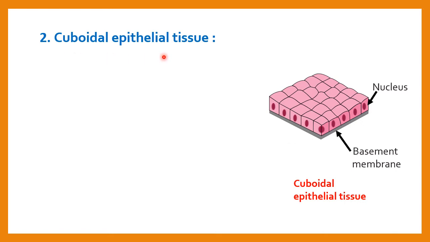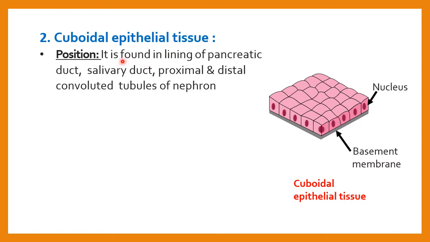Cuboidal epithelial tissue. You will get this tissue in the lining of pancreatic duct, salivary duct, proximal and distal convoluted tubules of the nephron. You will come to know about them in excretory system. The nephron is the structure which helps in formation of urine. So its parts are proximal and distal convoluted tubule, where you will get cuboidal epithelial tissue.